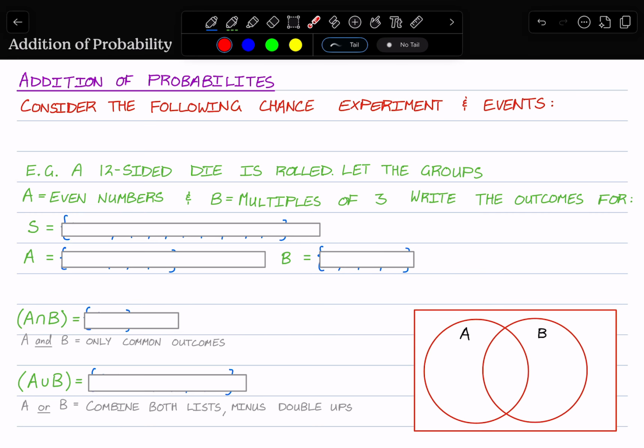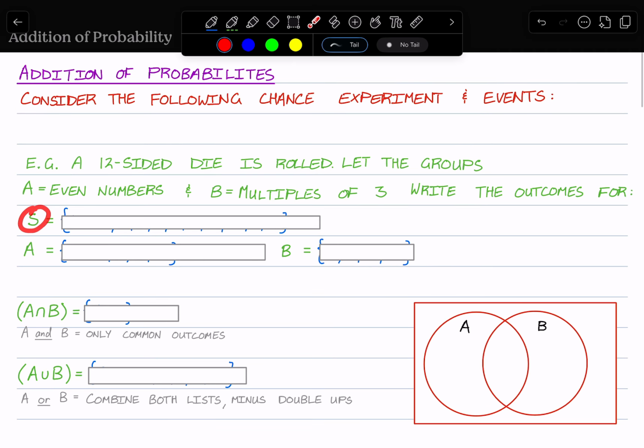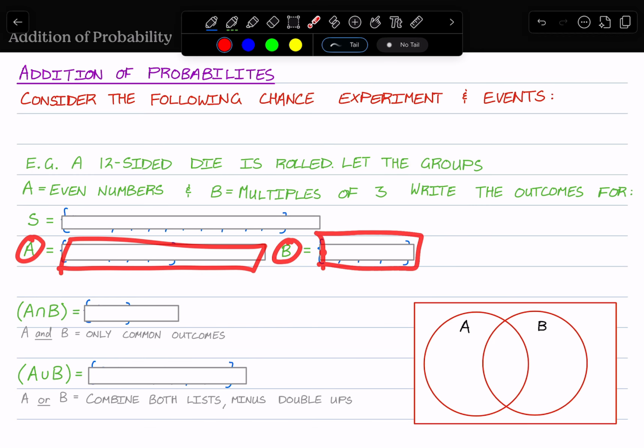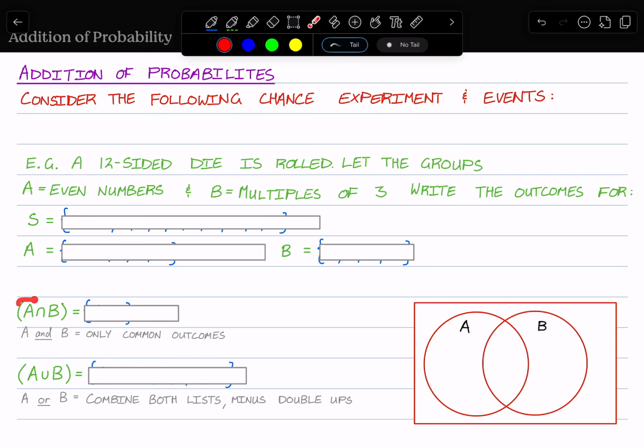I'll give you a moment now to write the outcomes for these different events. I would like you to write the sample space, event A, so all the even numbers, event B, all the multiples of 3, as well as the intersection, A and B, and the union, A or B. I'll give you a moment, and I'll start revealing these in 3, 2, 1.